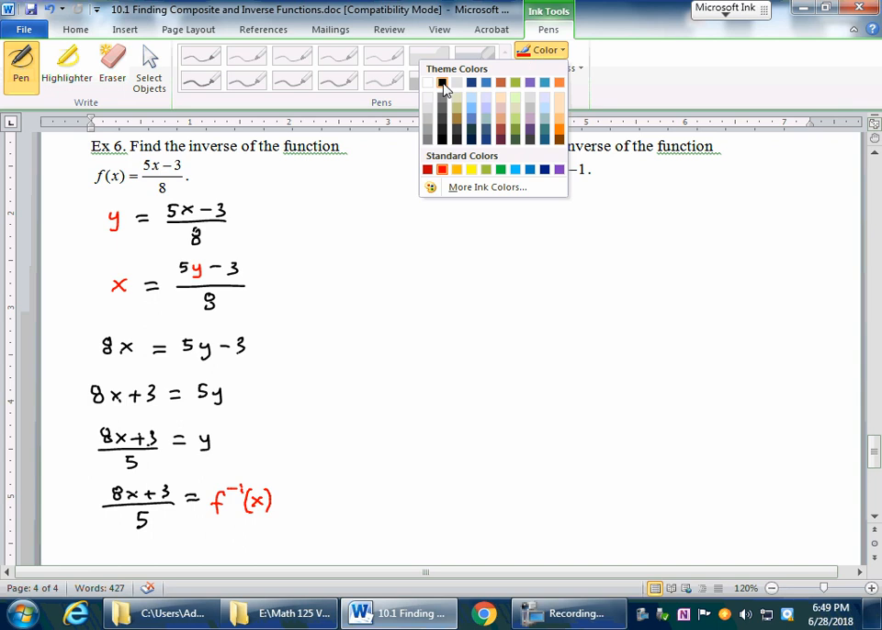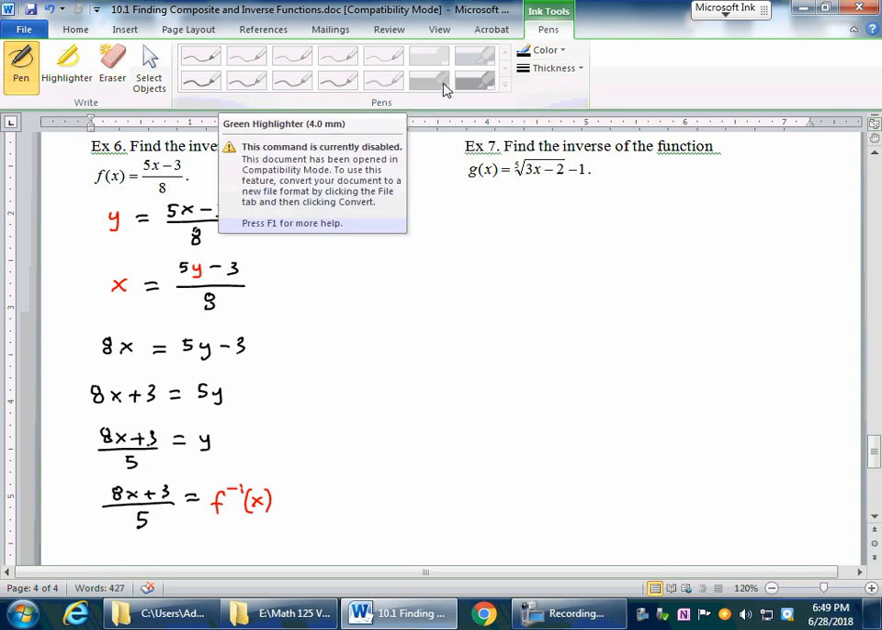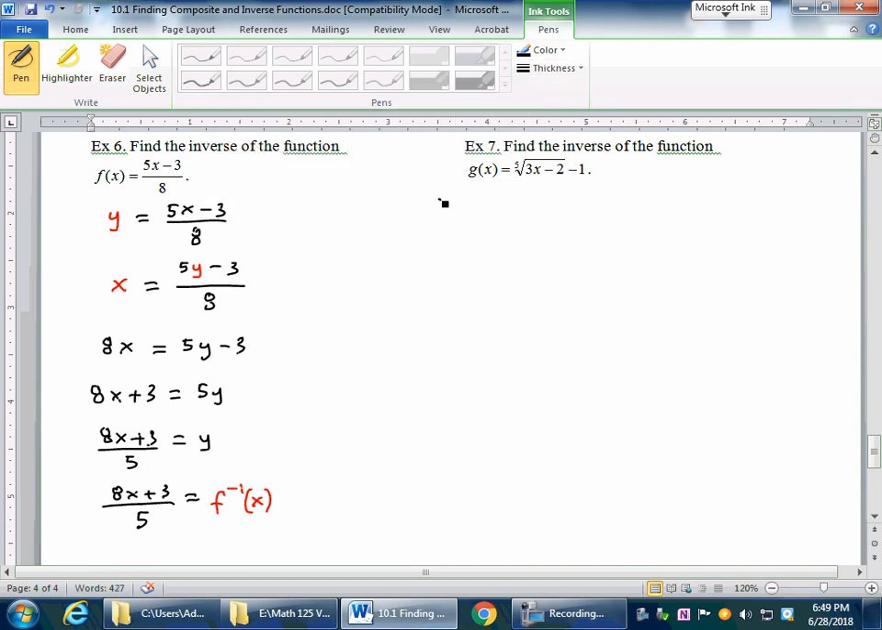So let me convince you this way, okay? Let's say f of 1. That is 5 times 1 minus 3 divided by 8, which gives me 2 over 8, that is 1/4.